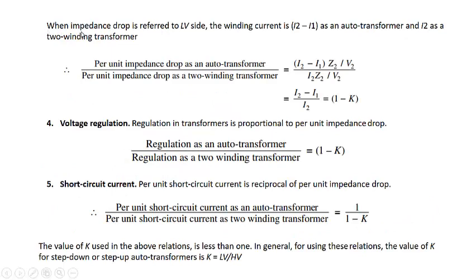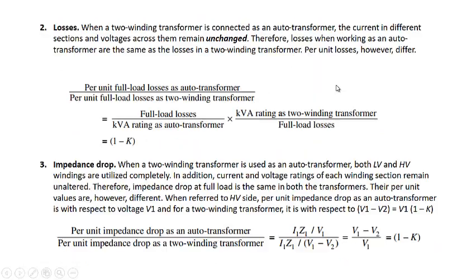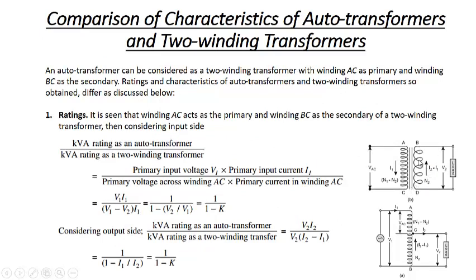So when the impedance drop is referred to the low voltage side, the winding current is I2 minus I1 in the auto transformer, and it is I2 in the two winding transformer. Again, we can use this type of equation. So per unit impedance drop of an auto transformer in the secondary winding is I2 minus I1 into Z2 divided by V2, and per unit impedance drop in the two winding transformer is I2 Z2 divided by V2. You can see from here, we have the winding here. The current flowing through this winding is I2 minus I1, and the voltage is V2. So the voltage drop here will be I2 minus I1 into this Z2. So per unit voltage drop will be I2 minus I1 into Z2 divided by this V2.